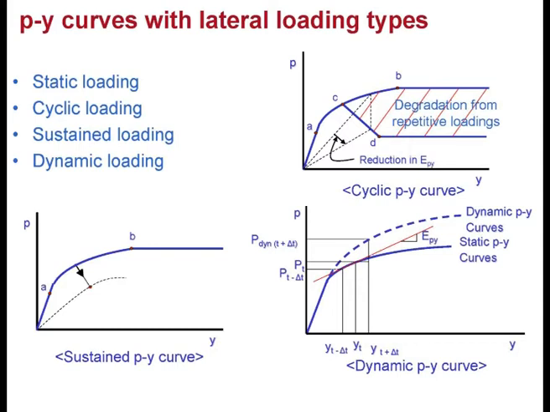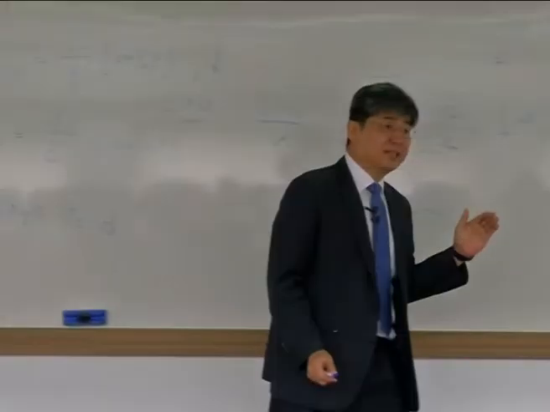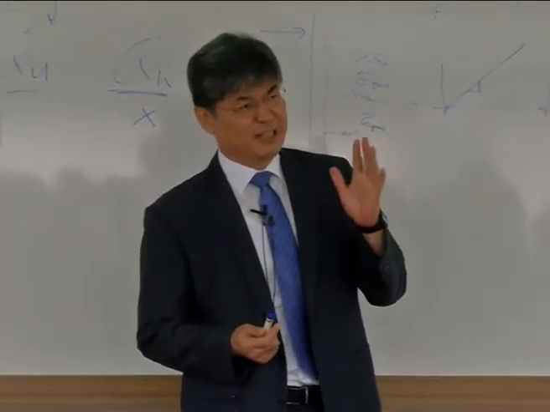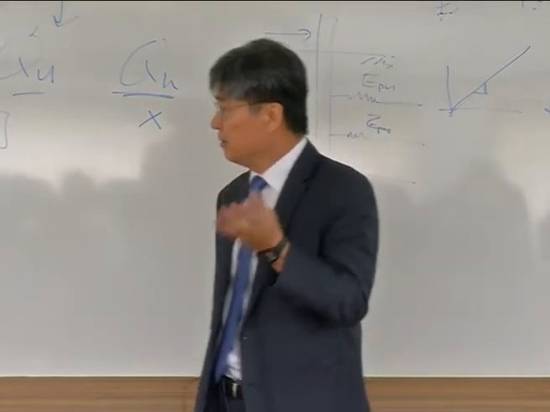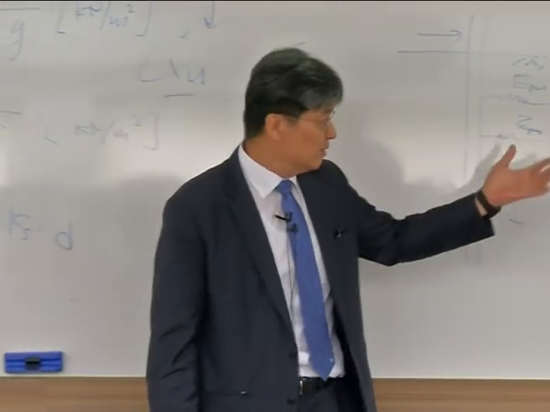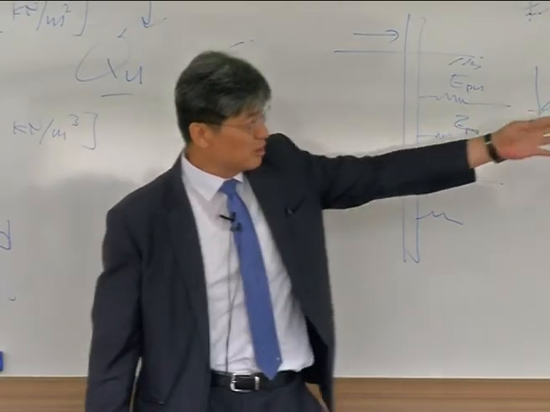How about dynamic loading? Compared with the static loading over here, due to impact or very high frequency of loading, there is an increase in the p-y curves like here. The dotted line means the dynamic p-y curves compared to the static one. In most cases of dynamic loading, due to the damping effect, there is an increase in the stiffness of the soils. So we have different types of loading, and we can simulate them using these springs with these p-y curves.